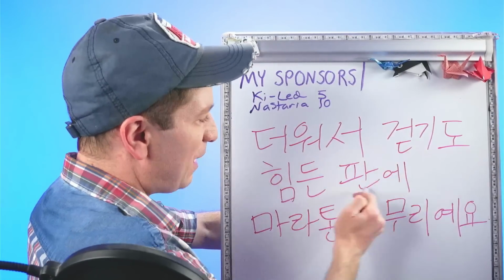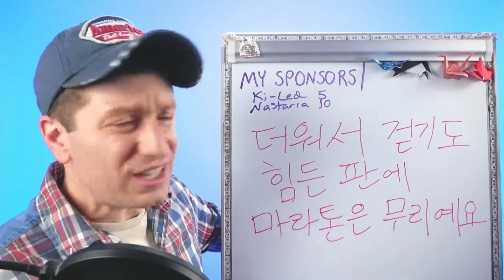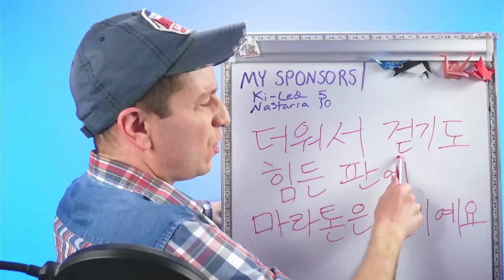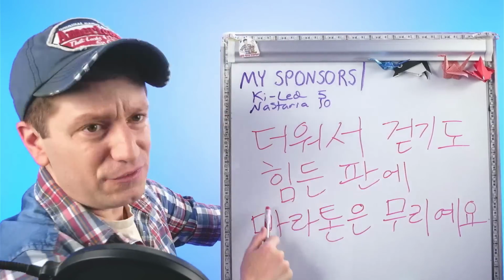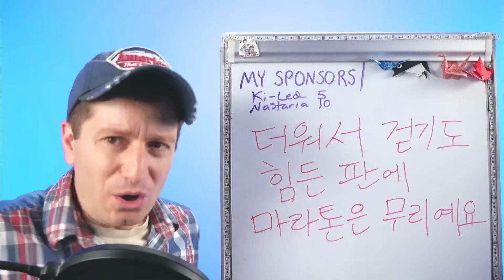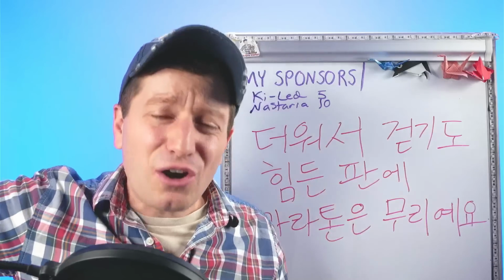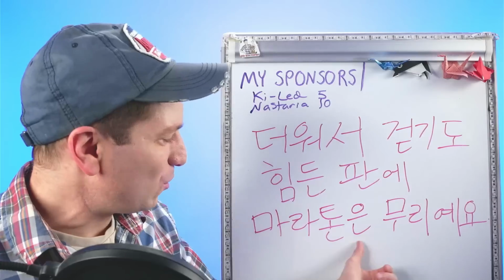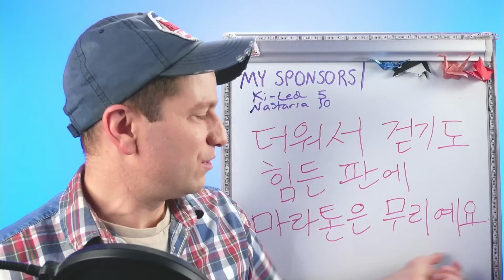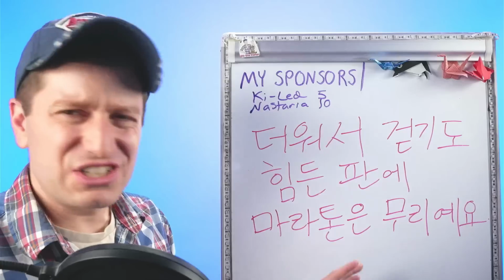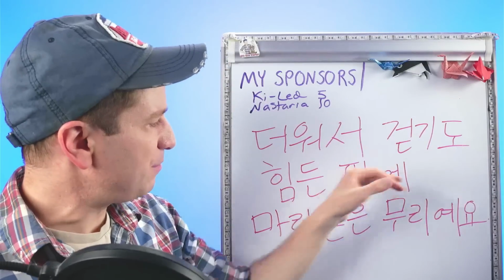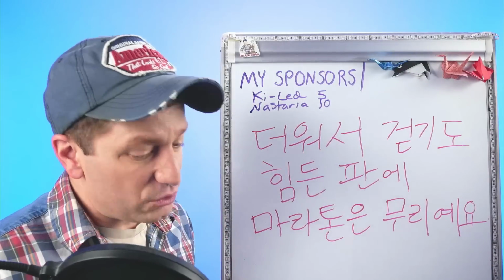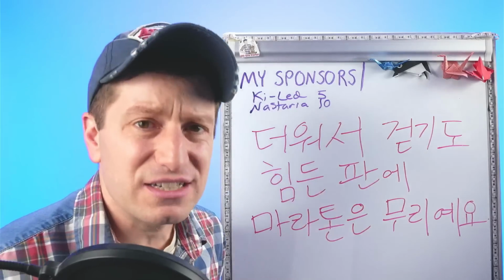더워서 걷기도 힘든 판에. So 덥다 is to be hot. The weather's really hot. So it's so hot that 걷다 is to walk. 걷기도, even walking is 힘들다, difficult. 힘든 판에. So all this is going on. It's so hot, it's even hard to walk. And in this big situation, 마라톤, a marathon, 무리예요. That's just too much. No way. Marathon is just out of the question. 더워서 걷기도 힘든 판에 마라톤은 무리예요. So it's so hot, it's hard to even walk. So a marathon is just too much. That's out of the question.